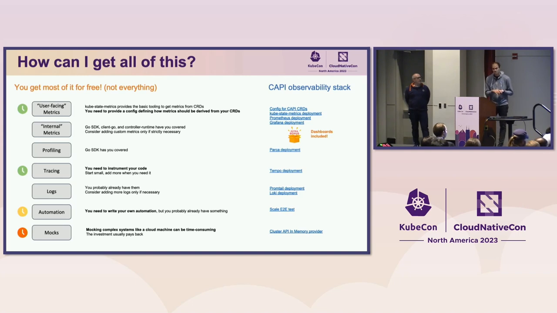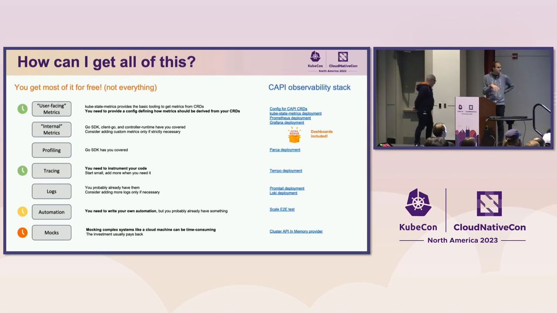Then for profiling, we are also using the metrics server included in controller-runtime. And then we use Parca to regularly scrape the metrics from our profile endpoint. Then for tracing, you actually have to do some work, so you have to instrument your controller. But you can focus on the ones which are actually slow and just add more and more over time. Here we do it similar as for metrics. Basically, we have Parca running, and Parca regularly just gets the profiles from our controllers and stores them so that we can take a look over time how our profiles evolve.